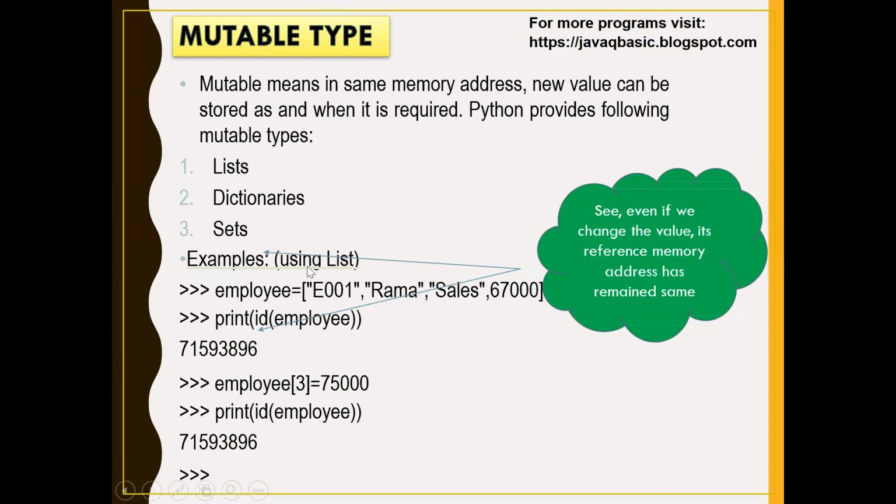Now see, in the list, employee ID is 001, then the name of the employee, sales, and the salary is given. Now print ID employee. So the ID of the employee is this one. Now employee 3, that is index 0 1 2 3. It was 67,000. Now I am writing 75,000. So print ID employee, and it is the same ID. See, same ID.